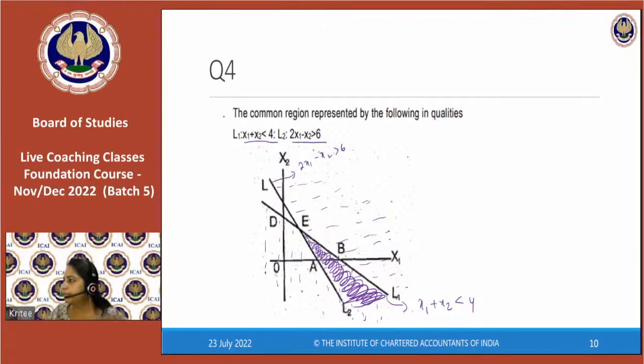Yes, AEB. Akhil has given the correct answer. Syed has given the correct answer. LDE? No, beta. LDE is not the common region. None of the shading is going towards LDE. Rather, this is the secluded part. Here there is absolutely no shading. No common region is coming there. So this is the common region. I hope you understand this. Okay.